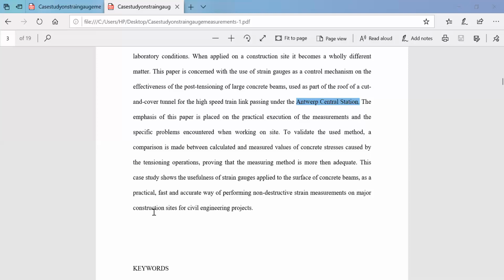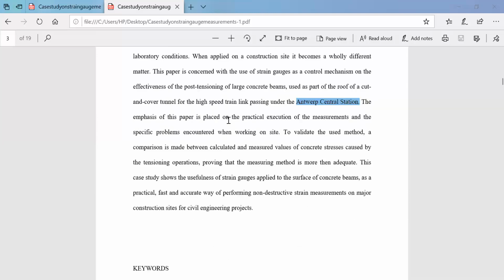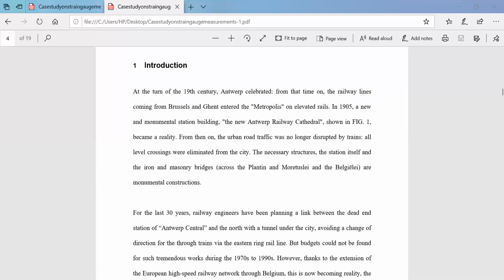So they suggest the strain gauge as the most suitable way to identify the stress generated due to the tension across the roof of the tunnels. So this is the overview of the paper, what they want to tell us.